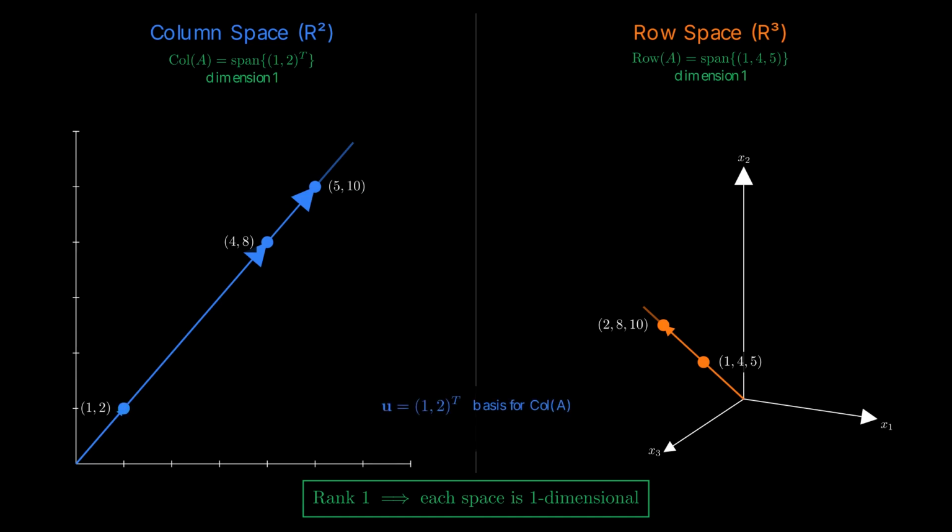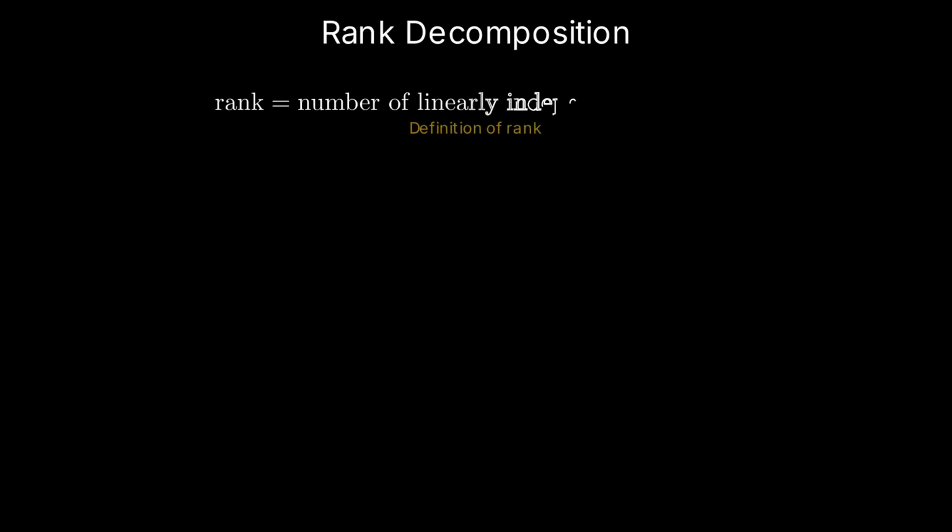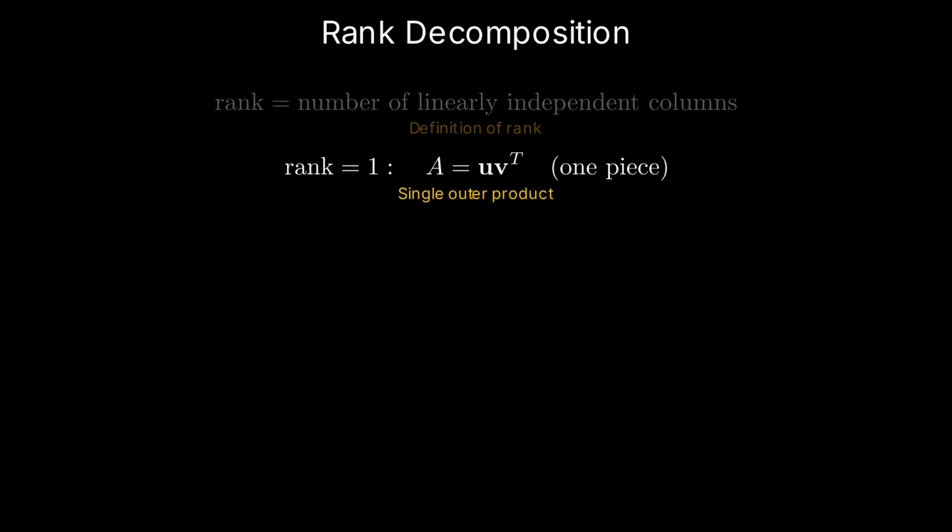The vector U is a basis for the column space. The vector V is a basis for the row space. The outer product hands you both spaces directly. Now let's generalize. The rank of a matrix is defined as the number of linearly independent columns. If the rank equals 1, then the matrix is a single outer product. 1 column vector times 1 row vector.